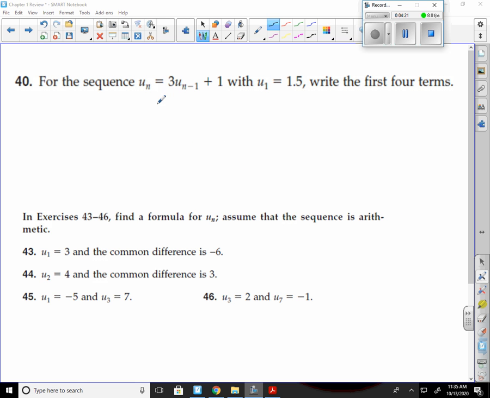Okay, on to the next stuff. For the sequence 3 times u sub n minus 1 plus 1 with u sub 1 equals 1.5, write the first 4 terms. You know what you need to do there. You start by plugging in u sub 1, and then once you get that answer, you plug in that answer until you get 4 terms.